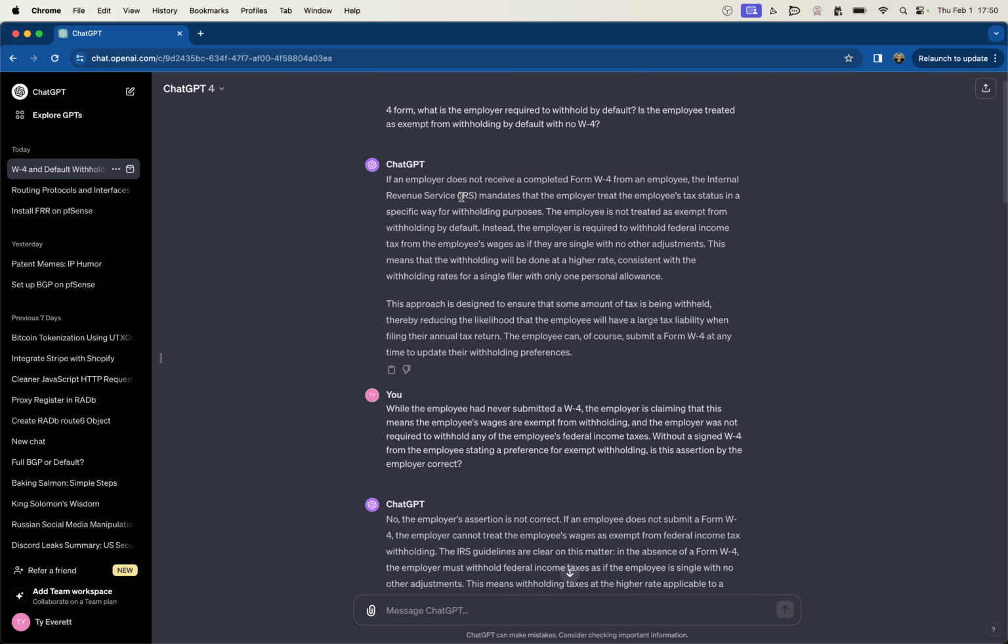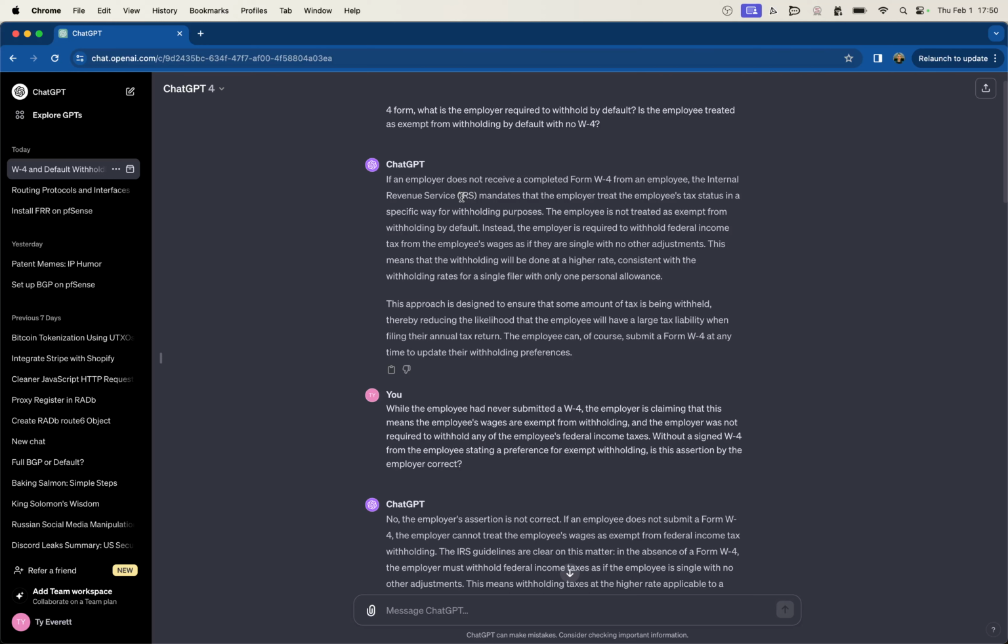The employee has some responsibilities as well, reviewing their pay stubs. Employees should review their pay stubs to ensure that withholdings are correct, but failure to notice an error does not transfer the employer's responsibilities to the employee, right? The responsibility of the employer is to withhold correctly, and failure to notice an error does not transfer that responsibility onto the employee.